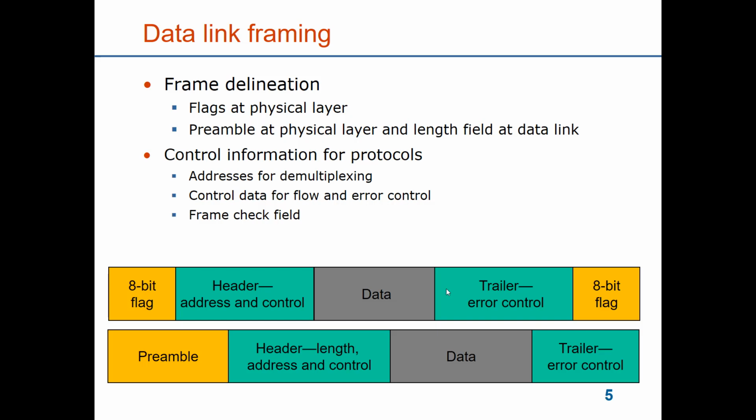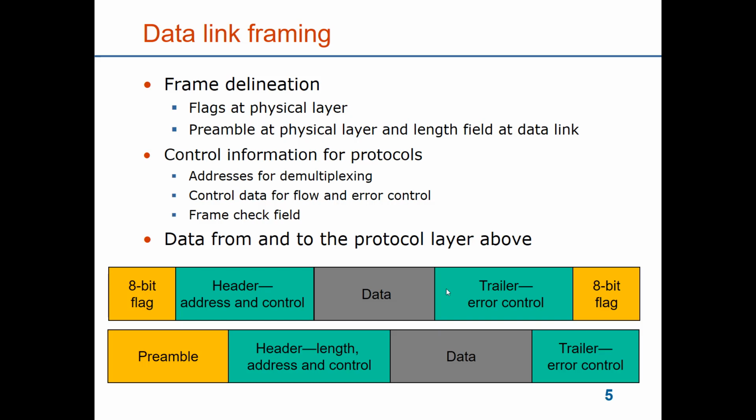There's a header with the protocol control information, which also includes addresses if the frame should be multiplexed to any one of a set of receivers. And in the case of asynchronous, this is also where the length field is located. Then there is the data, which is the data from a higher protocol level that is carried by the data link frame.